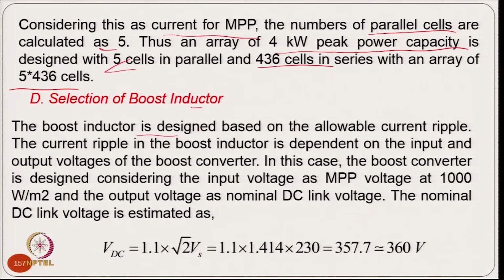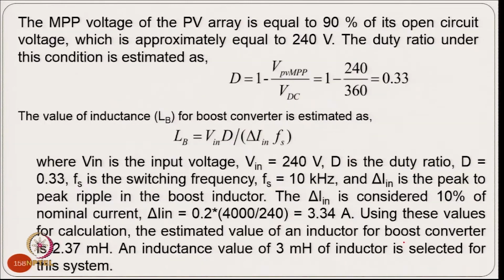Now, coming to the selection of the boost converter inductor. The boost converter is designed based on the allowable current ripple, and the current ripple in the boost inductor depends on the input and output voltage of the boost converter. In this case, the boost converter is designed considering the input voltage of MPPT at 1000 watt per meter square, and the output voltage of the DC link nominal. We know the DC link is 1.2 into root 2 Vs, so it is around 360 volt, and the MPPT voltage of the PV array is 90% of this. That comes to 240 volt, from which we get the duty cycle, and putting in the values it comes to 0.33. Now, from this relation we can find the value of the boost inductor from the input voltage and on period, where the whole PV input voltage appears across the inductor, and the ripple current and the switching frequency.